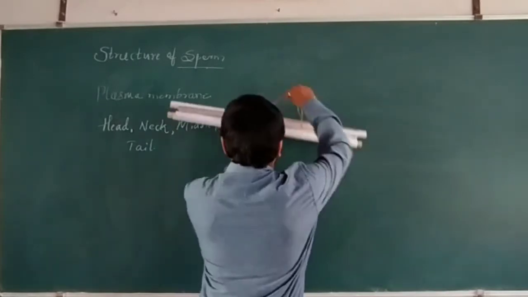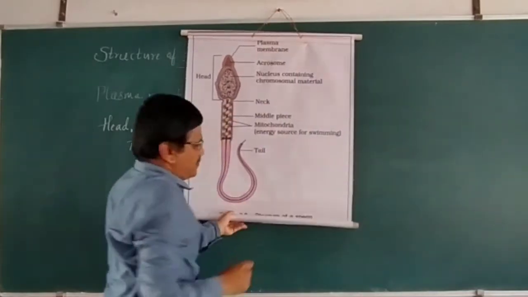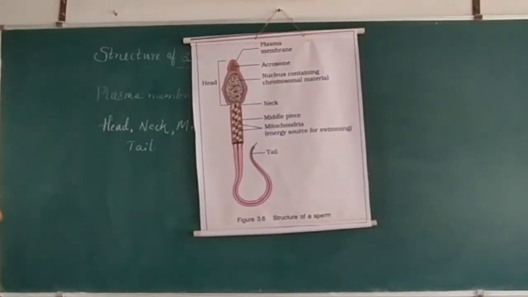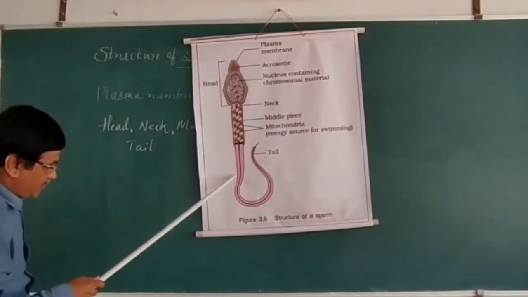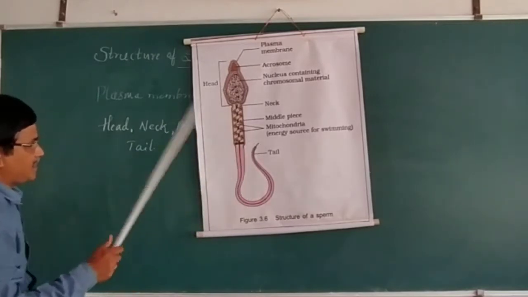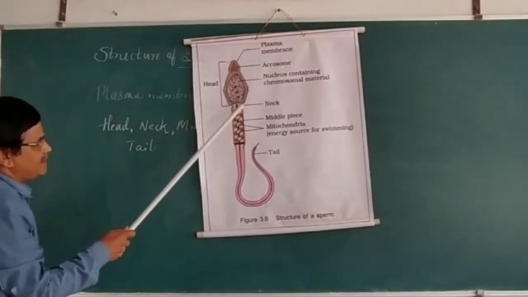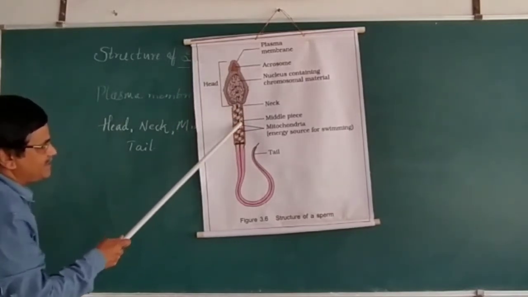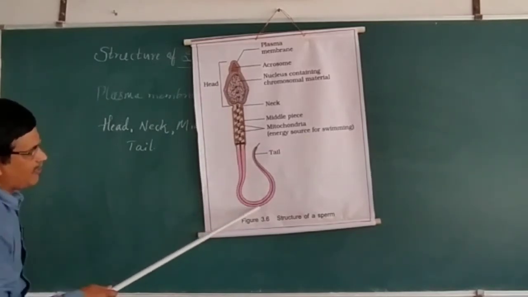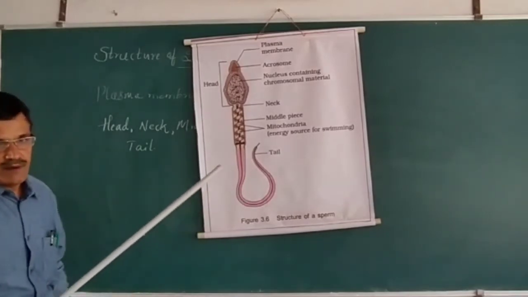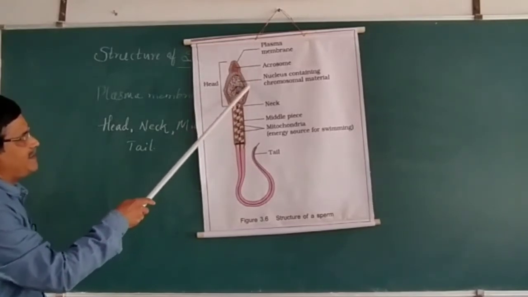The anterior portion of the sperm. So this is the structure of human sperm. The entire sperm is externally bounded by a thin plasma membrane, and structurally it is divided into the head region, then a short neck which connects the head and the middle piece, then the middle piece, and this is the elongated tail.